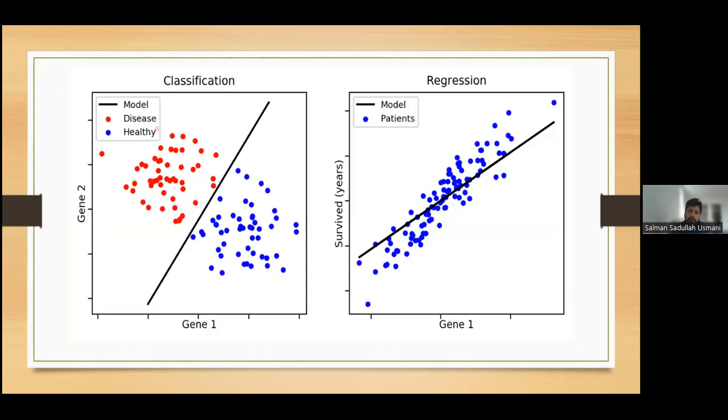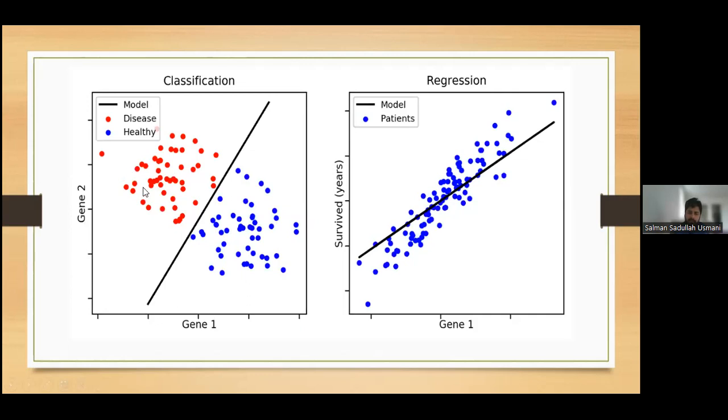This is a random figure I have taken, just to make you understand; real data will not look like this. Here we are classifying disease versus healthy, depending on the expression of gene 1 and gene 2. If gene 2 expression is much higher, it is disease. If gene 1 expression is higher, it is healthy. This is not real data, it is just an illustration.